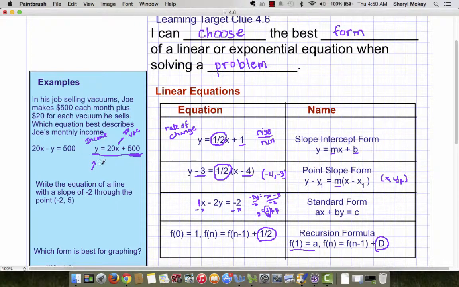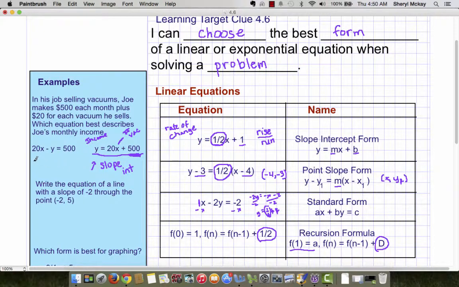And this is in slope-intercept form. So sometimes a problem will be easiest to represent in slope-intercept form. Sometimes it's actually easier to represent in standard form, which is what this is. And let me just kind of quickly tell you an example.